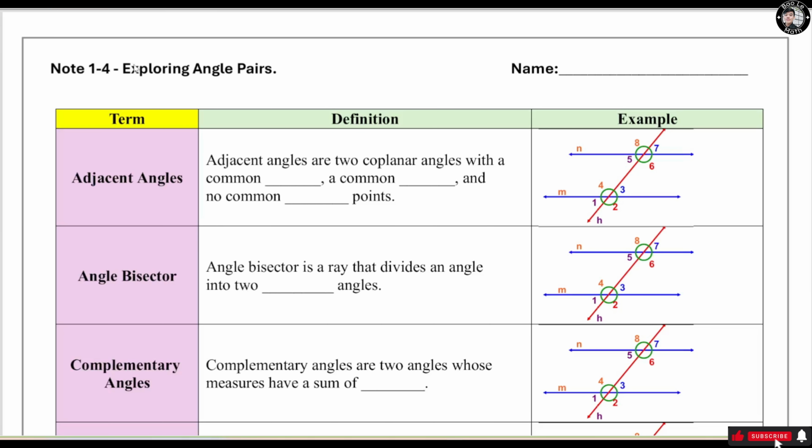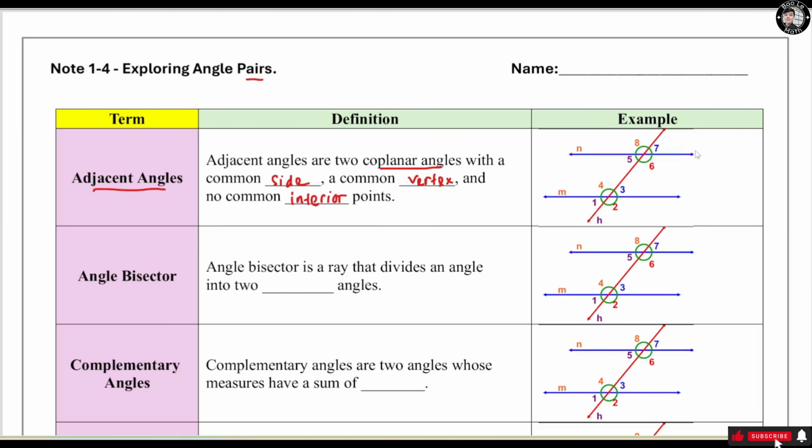Hello everyone, in this video we're going to explore the angle pairs. Now adjacent angles are two coplanar angles with a common side, a common vertex and no common interior points. Alright, look at the example right here.